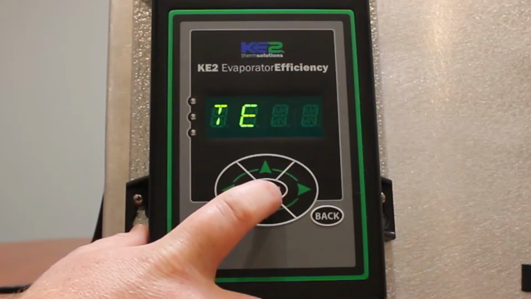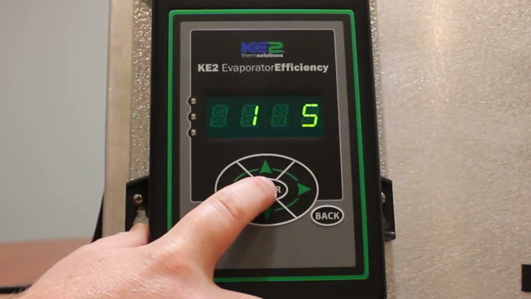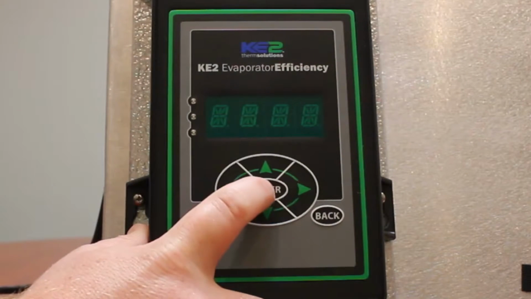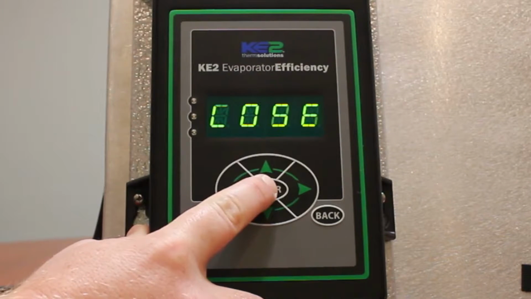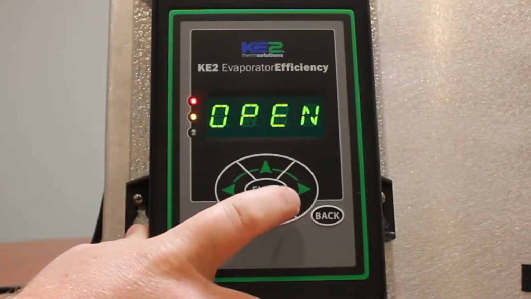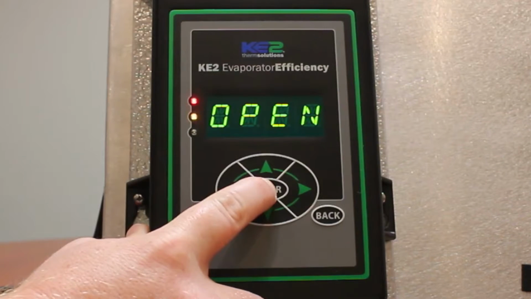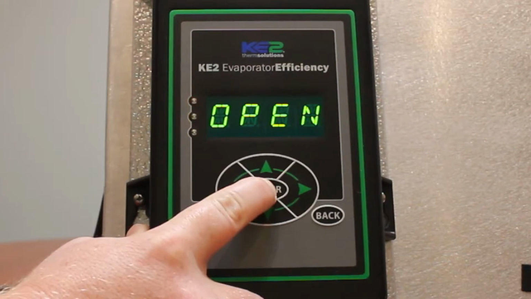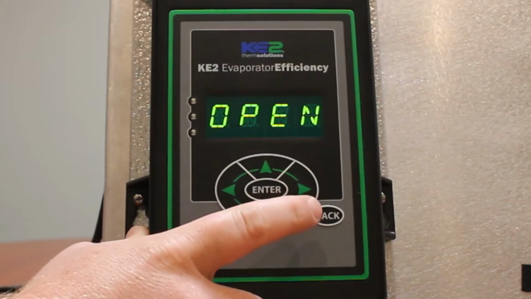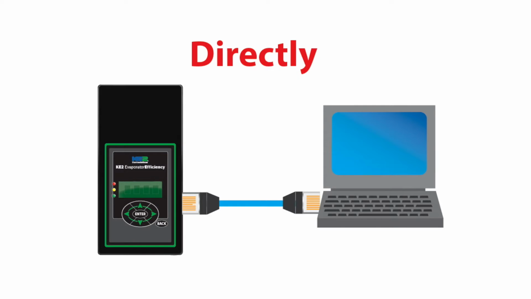Press the down arrow once. The display will now show digital input state. The default is closed. Press the enter button for 3 seconds until the LEDs and the display are blinking. Use the up or down arrow to change it for a normally open or closed door switch. To save your changes, press and hold enter for 3 seconds. Leave it as closed if you are using a normally open door switch.